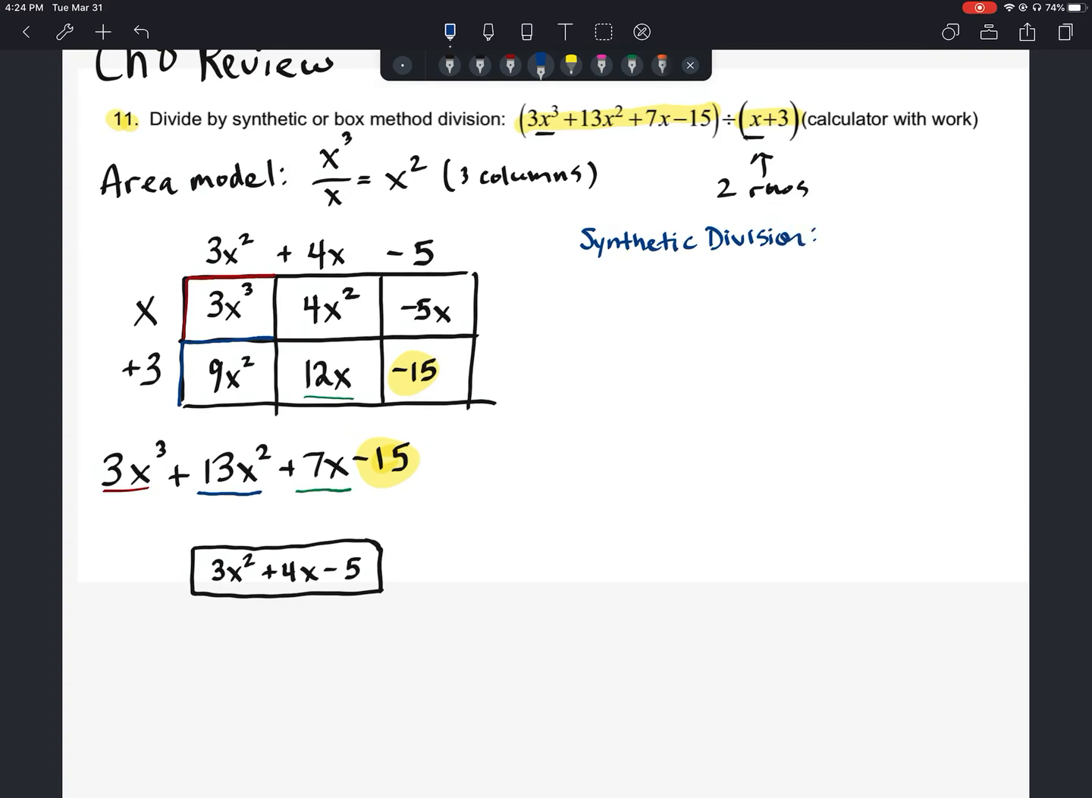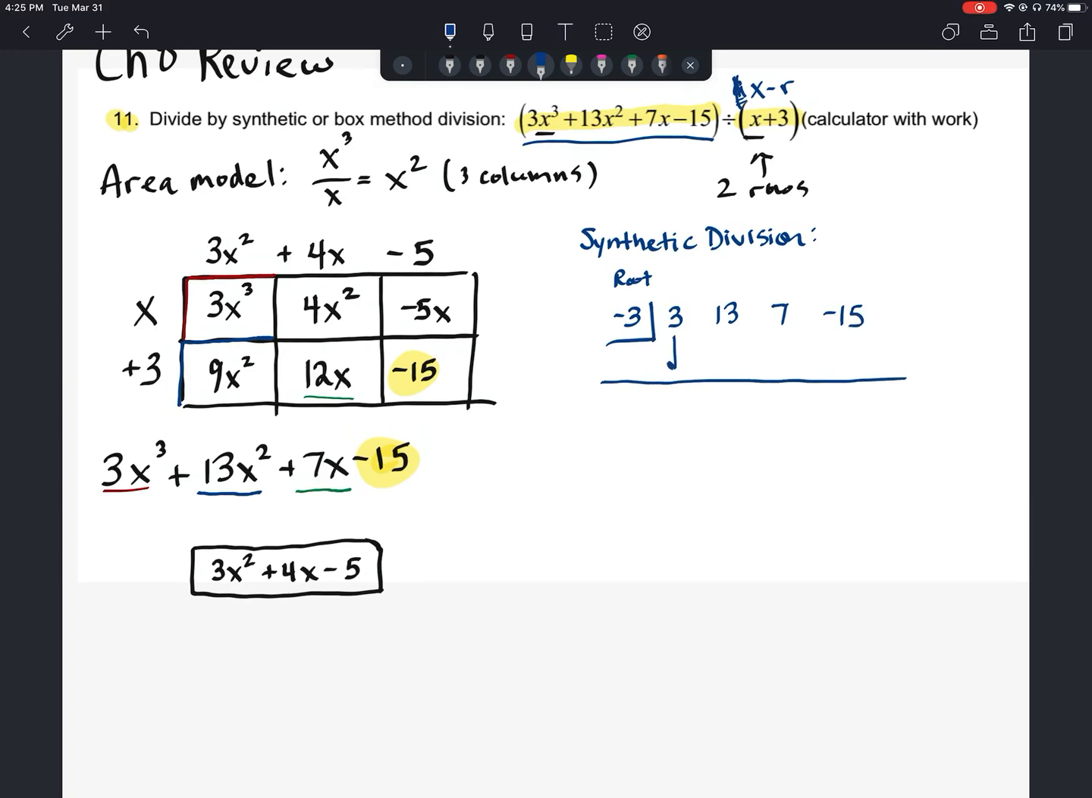So remember, synthetic division here, we're going to use the root, right? We're going to use that root value here. And so I'm going to put a negative 3 up in this box. And because this is in that form of x minus r there, we don't have to worry about that a value, so we don't have to do any factoring here. So we're going to take our coefficients of our dividend here. So we're going to put a 3, a 13, a 7, and a negative 15.